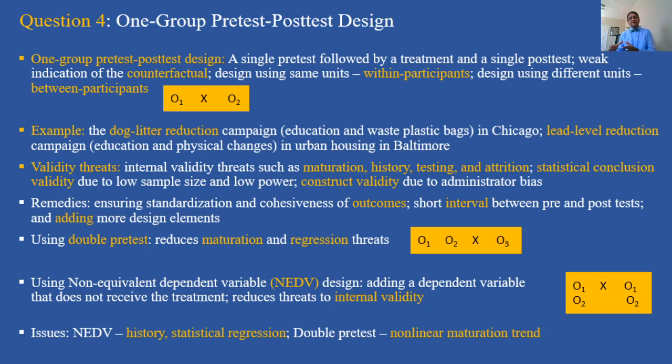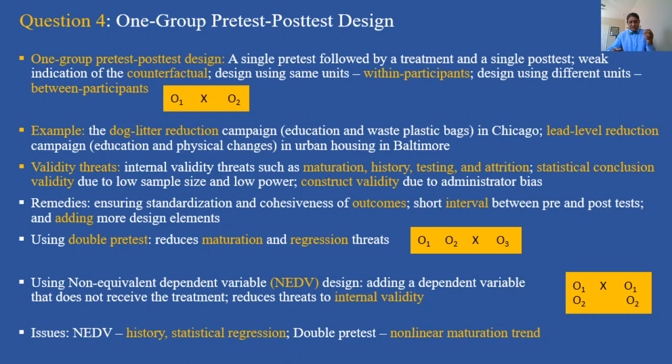And when different units are used, it is called between participant design. Now, an example of one group pretest-posttest design is a campaign, as explained in the book, to reduce dog litter that was done in Chicago using educational material and providing waste disposal plastic bags.